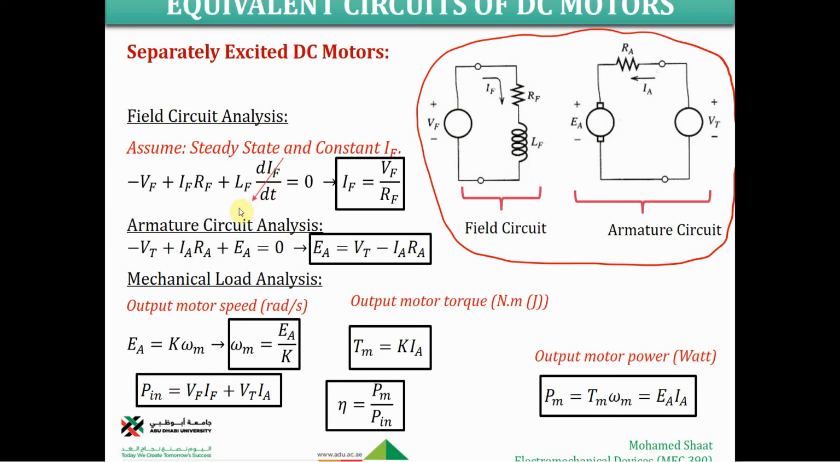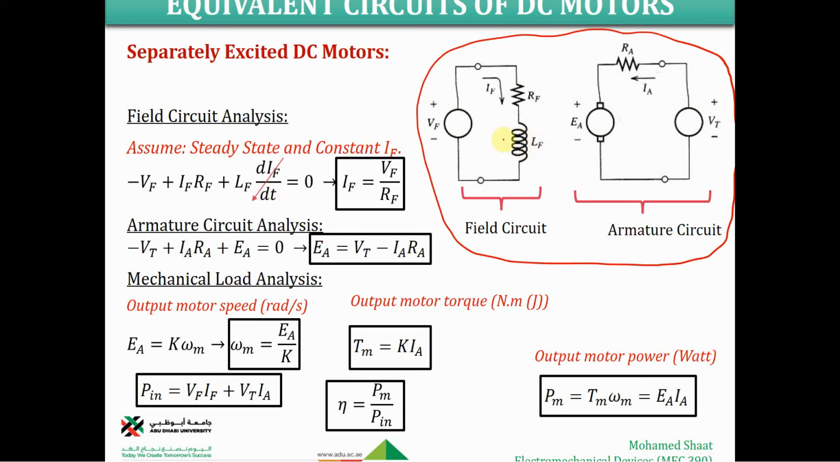Assume that this is the case of an ideal DC motor, and this is basically what happens in many DC motors, where this term is very negligible. We are applying a constant IF, so the field current is going to be constant through the field circuit. But this doesn't mean that LF is going to be zero. No, LF will have a big value because it is needed to create the magnetic field. But the variation of the current over the coil won't be there, so that's why this term entirely will be zero.